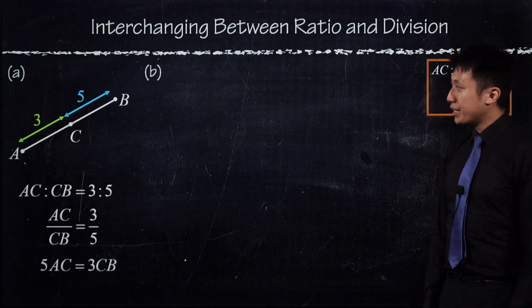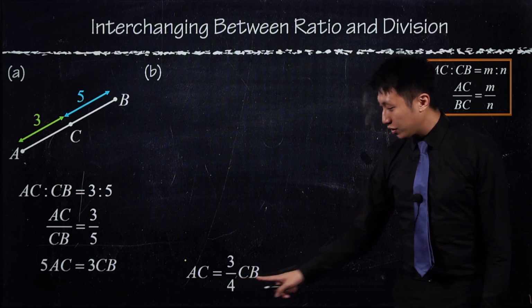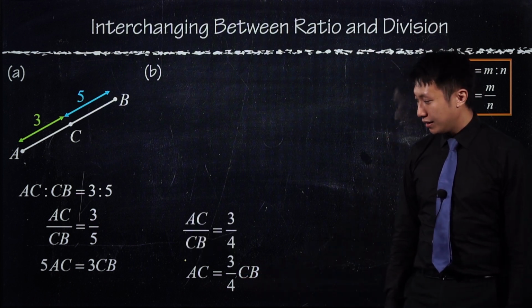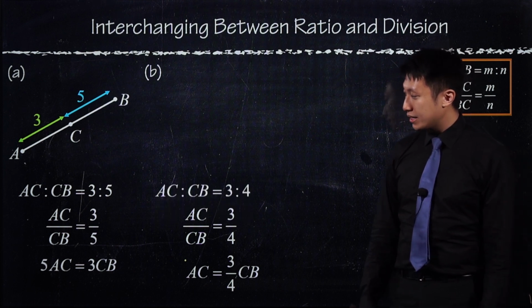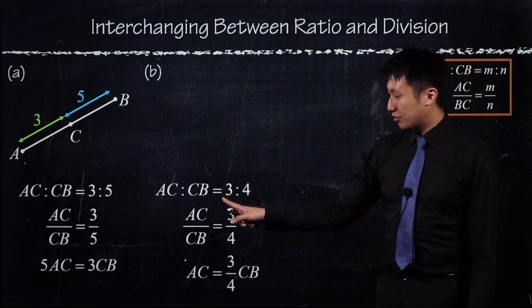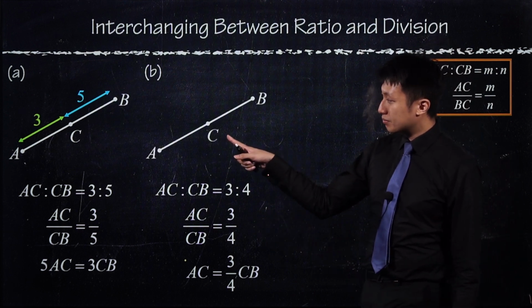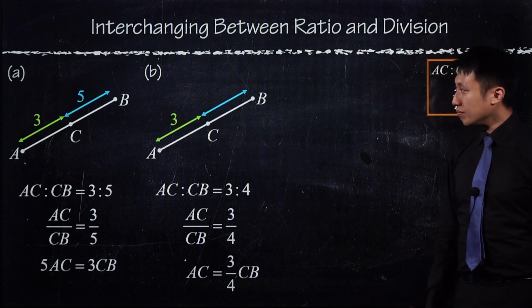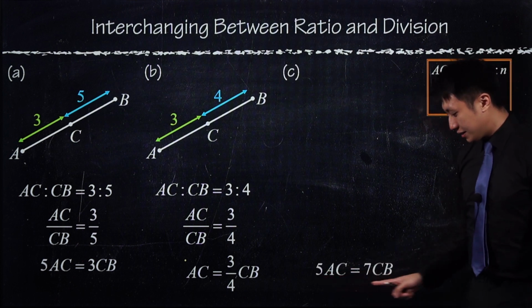Okay, for B, let's see. AC is equal to 3 over 4 CB. Then AC over CB is equal to 3 over 4. Then AC to CB is equal to 3 to 4 ratio. Then I can draw this. Then 3 to 4. Okay, no problem.